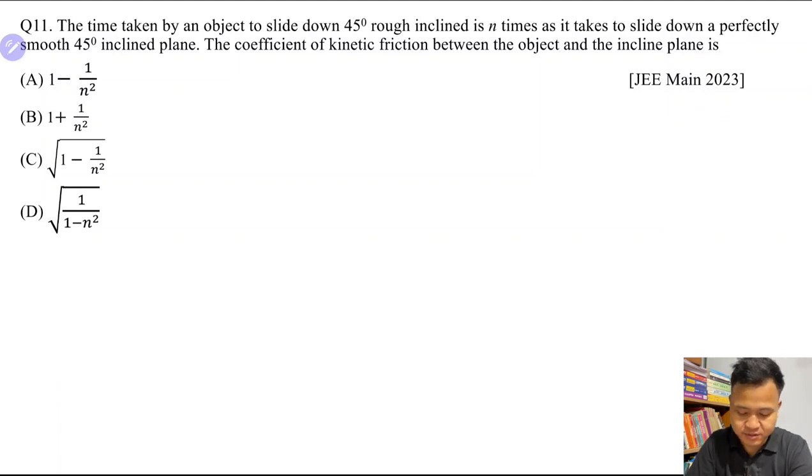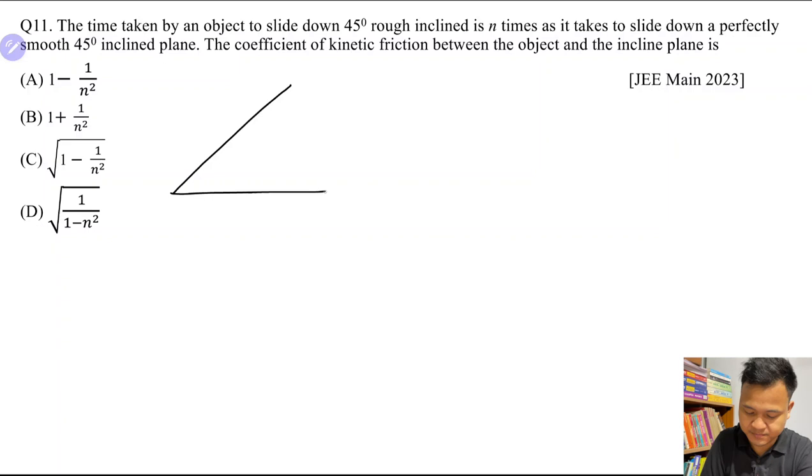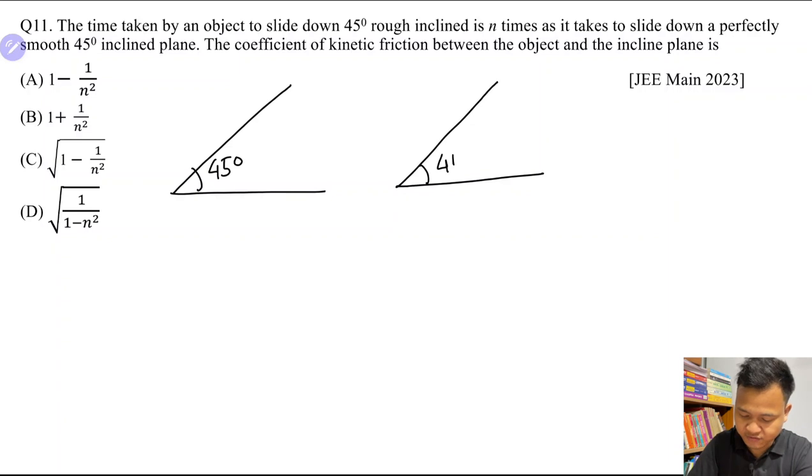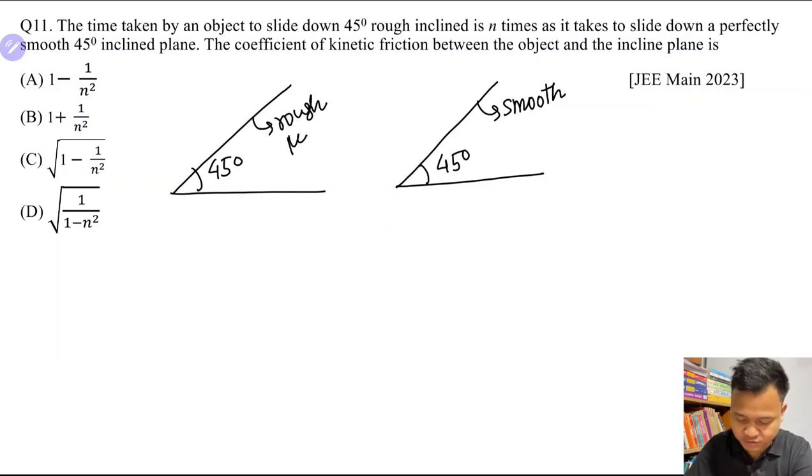The time taken by an object to slide down a 45-degree rough inclined plane is n times the time it takes to slide down a perfectly smooth 45-degree inclined plane. Find the coefficient of kinetic friction between the object and the rough surface. I have two inclined planes, both inclined at 45 degrees. This one is completely smooth, but this one is rough, so it has some value of mu.